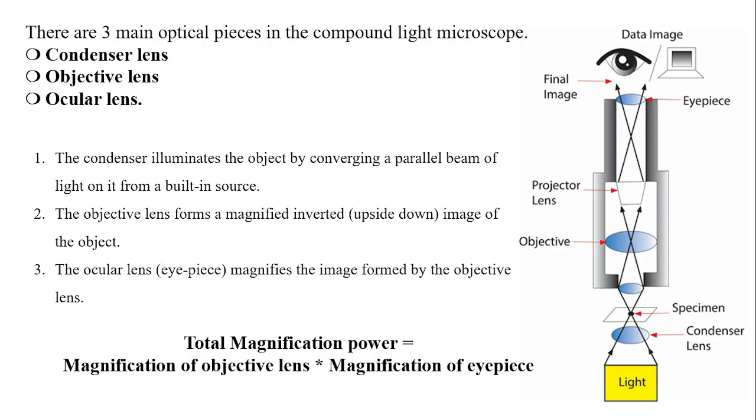So the total magnification power of a compound microscope is the product of the magnification of the objective lens and the magnification of the eyepiece.